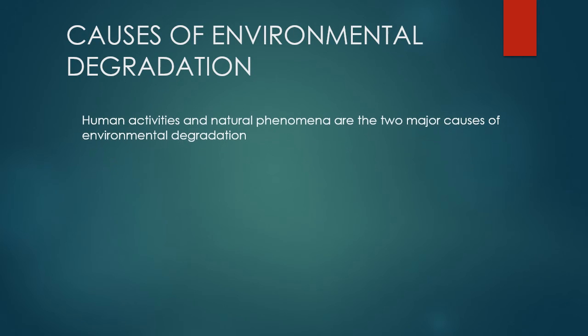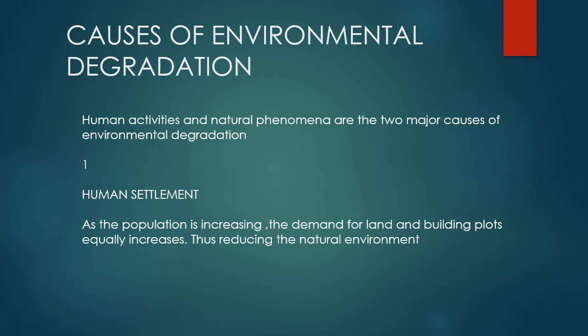Causes of environmental degradation. Human activities and natural phenomena are the two major causes of environmental degradation. How? 1. Human settlement. As the population is increasing, the demand for land and building plots equally increases. As the population is increasing, the demand for land and building plots equally does what? Increases, thus reducing the natural environment. So, human settlement is a major cause of environmental degradation.